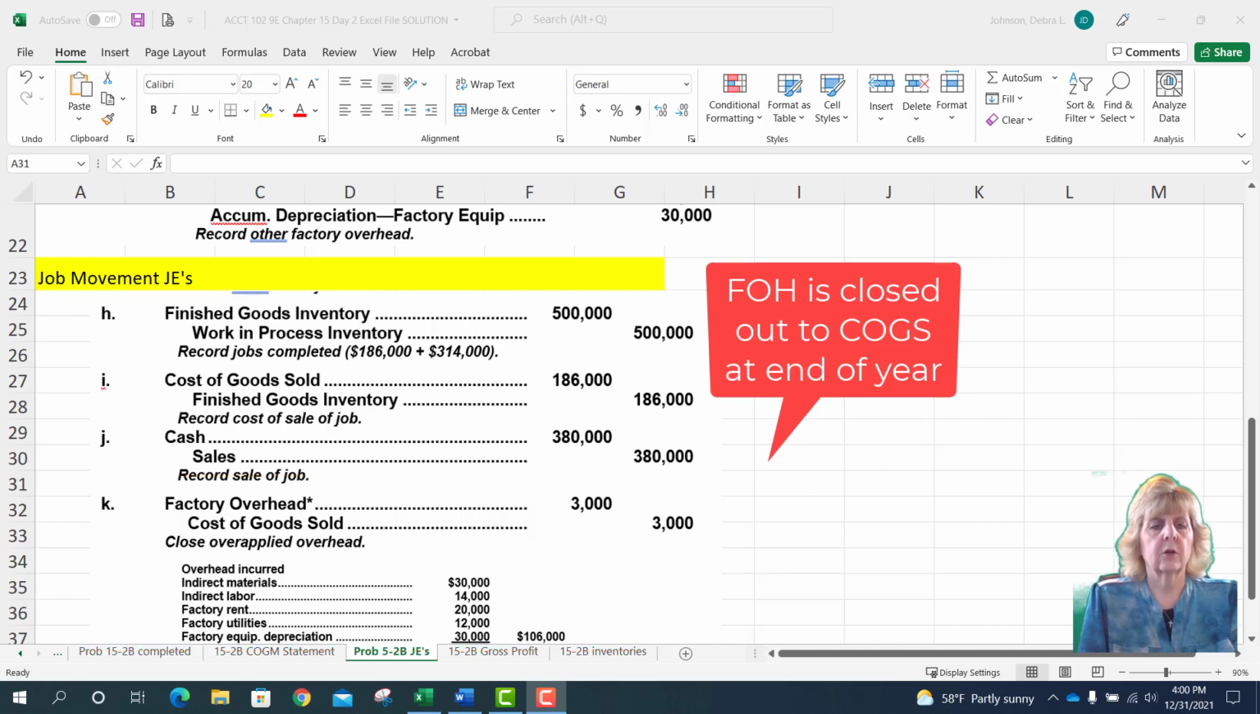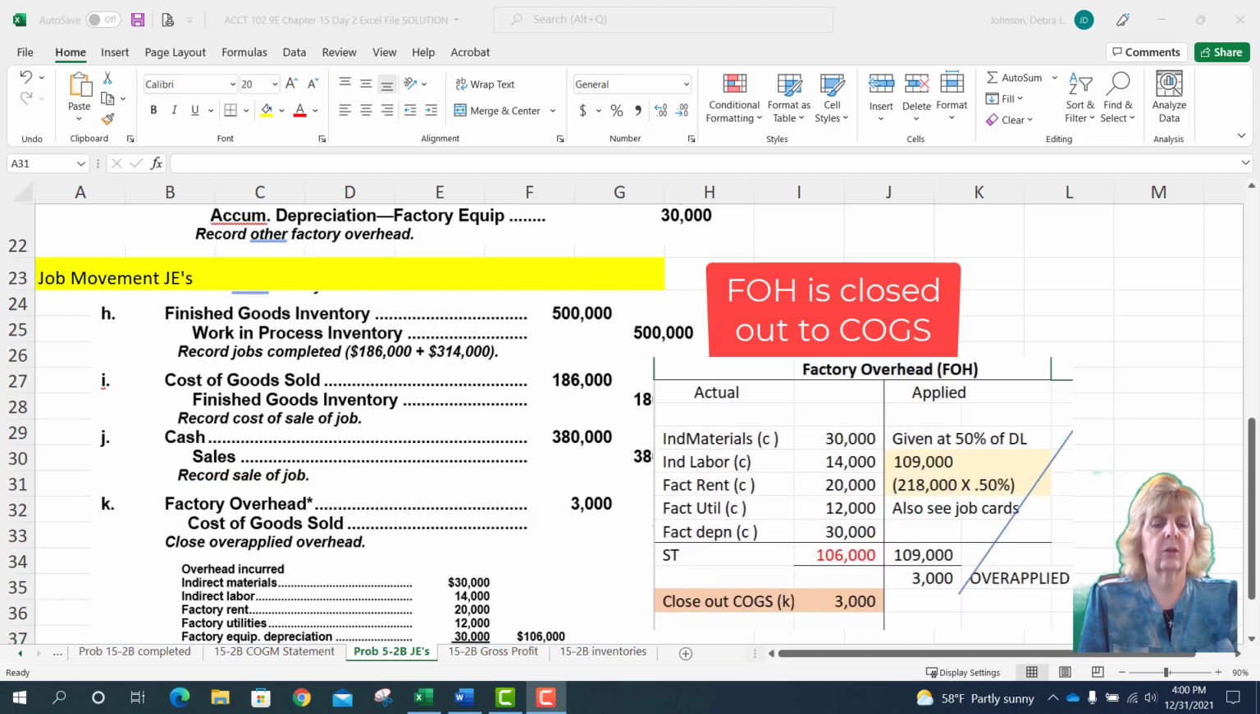When we looked at the factory overhead account, we saw that there was a $3,000 credit balance, which means the overhead was applied. Since this is the end of the fiscal year, we close that account out by doing the opposite. That means that since there's a credit in factory overhead, we debited the overhead account to close it out, and the offset went to cost of goods sold. That's a new journal entry for us in this chapter. Make sure you take a look at that and compare it with the T account, and make sure you understand what happened in letter K.